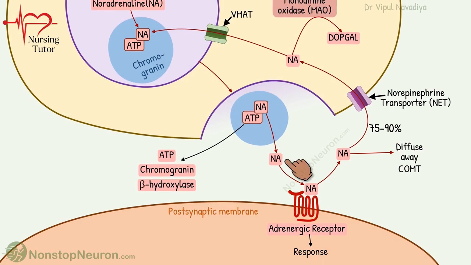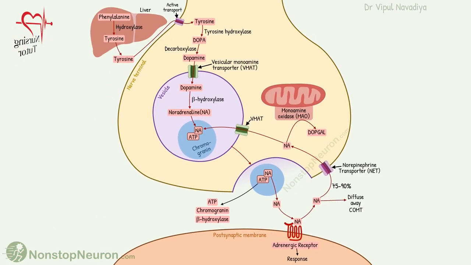nerve impulse coupled release, activation of the postsynaptic cell, reuptake of most of the noradrenaline into the nerve terminal by NET, uptake in vesicle by VMAT, and diffusion of some noradrenaline away from the receptor site. So this is all about adrenergic transmission.